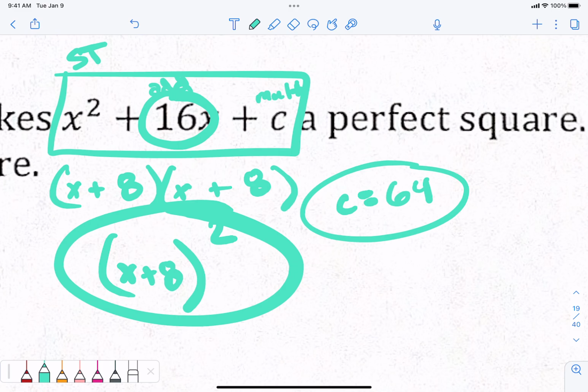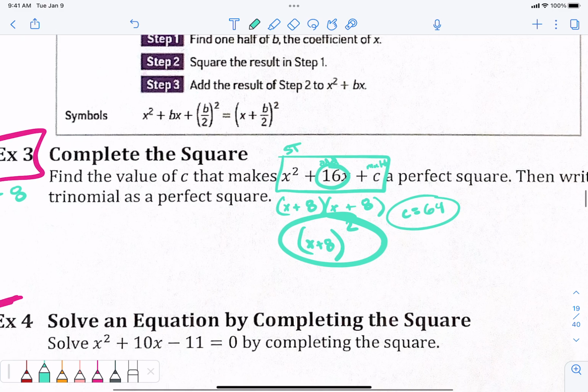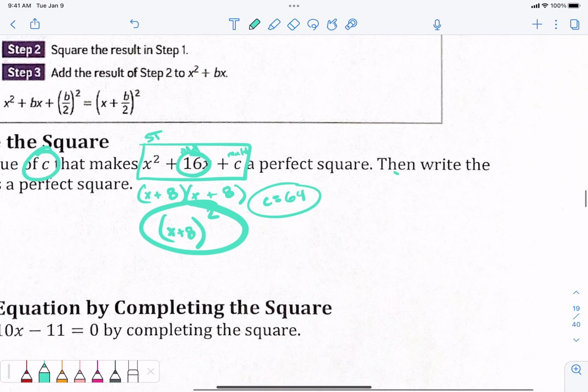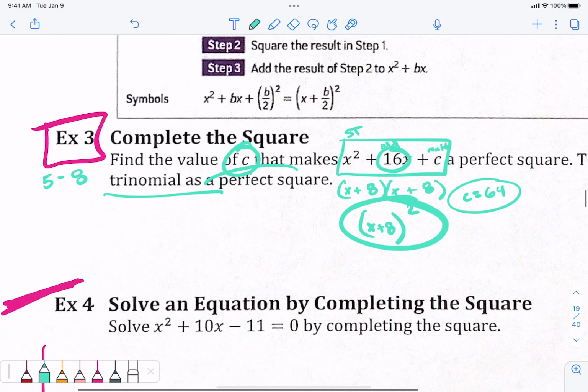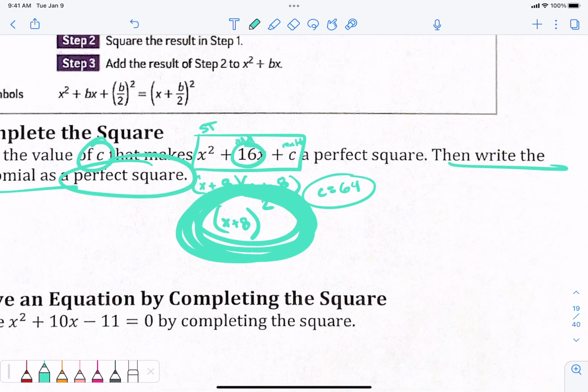We're going to be doing these same steps again here in the bottom part, okay? So when they ask, it says find the value of C. Then write the trinomial as a perfect square. That's this part right here. Writing the trinomial as a perfect square is that part. So you have to have both of those pieces in order for the full answer, right? Good? That was a really quick run through of Thursday.